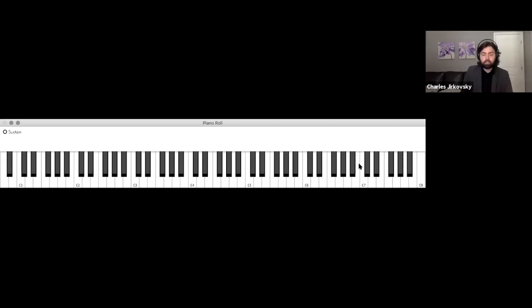Even though a C major triad is C, E, G, it doesn't mean they have to be in that order. I could have the E up here, or I could have the G on the bottom. I could have it like that.